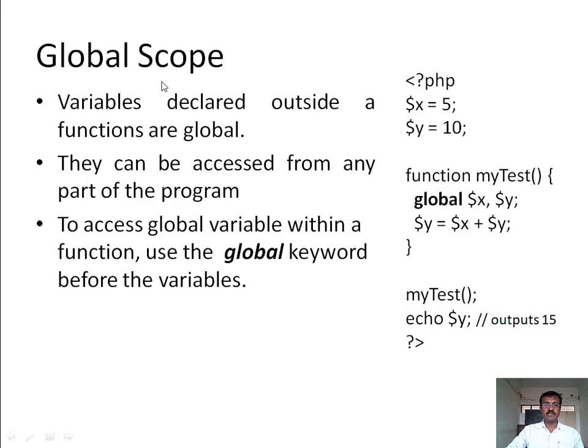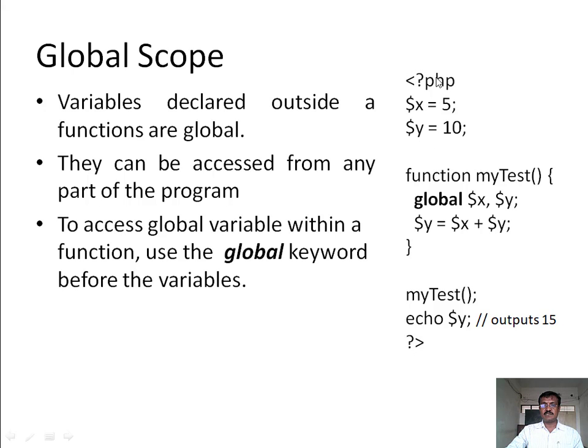So here, the variables which are declared outside a function are called global variables. These global variables can be accessible from any part of the program, but to access a global variable within a function, we can't access it by default. So to access such global variables within a function, we need to declare those variables with a keyword called global. That can be understood by this example.